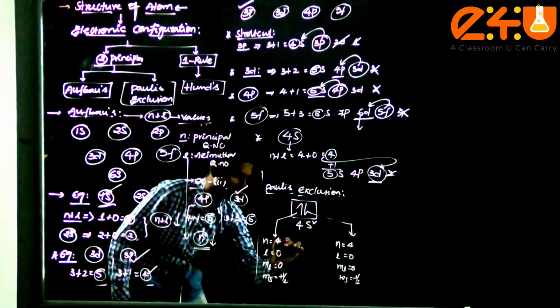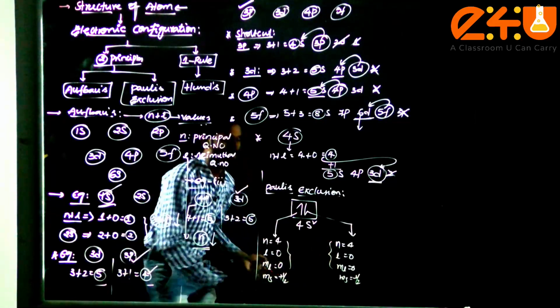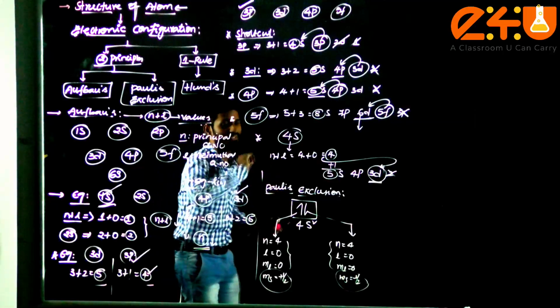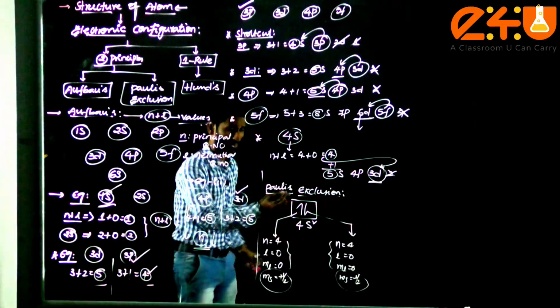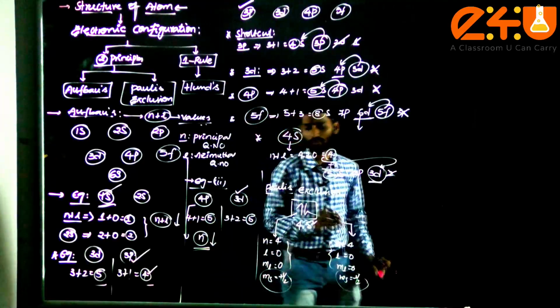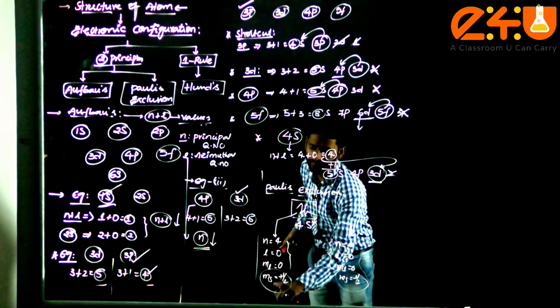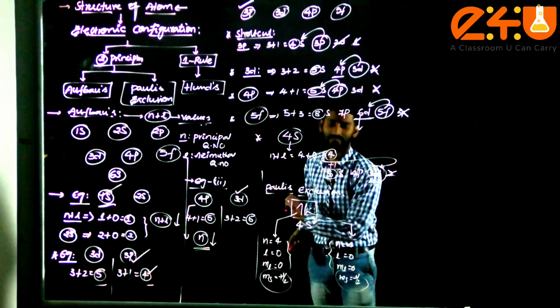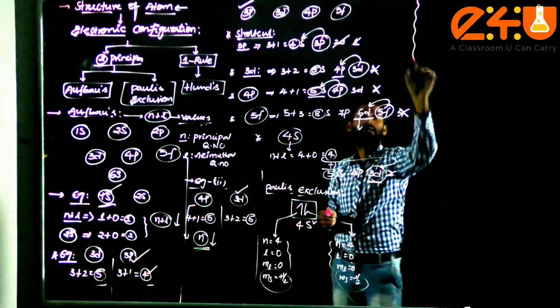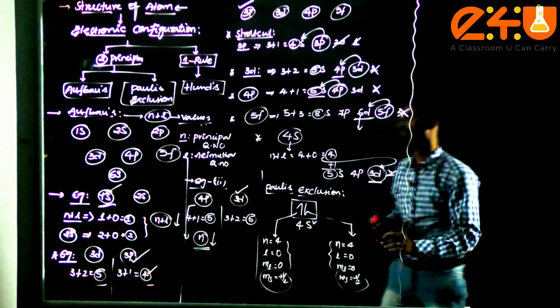Just check it: the first 3 quantum numbers are the same but the last quantum number is different. That is Pauli's exclusion principle. No 2 electrons in an orbital can have all 4 quantum numbers the same. The first 3 are equal, here plus half, here minus half. This is called the clockwise direction, and this is called the anti-clockwise direction. You have to check it. This is very important.